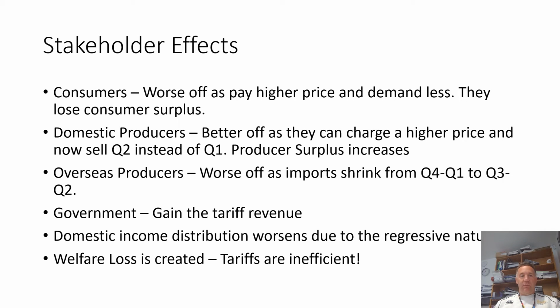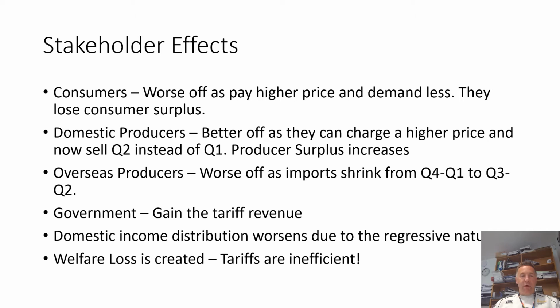The next stakeholder we're going to be looking at is the domestic producers. Clearly, they're going to be better off as they can now charge a higher price because they're already within the country. They don't have to import. So they're going to be better off. They can compete at that higher price level, and they're going to gain sales within the country. Okay, so we'll see on the diagram that their actual quantity of sales increases, and thus their producer surplus increases. And we'll have a look at that on the diagram in a second.